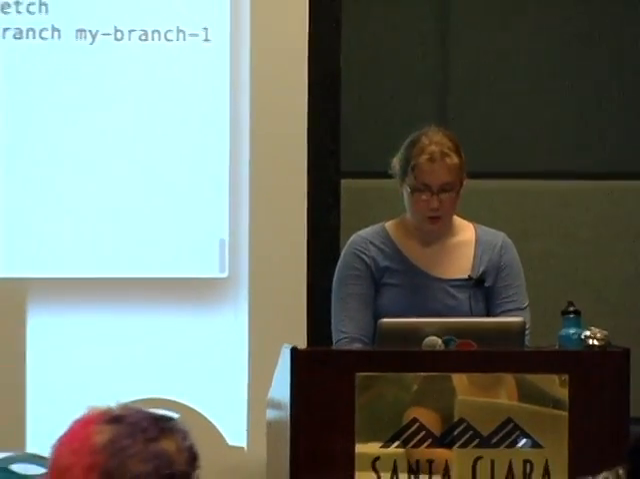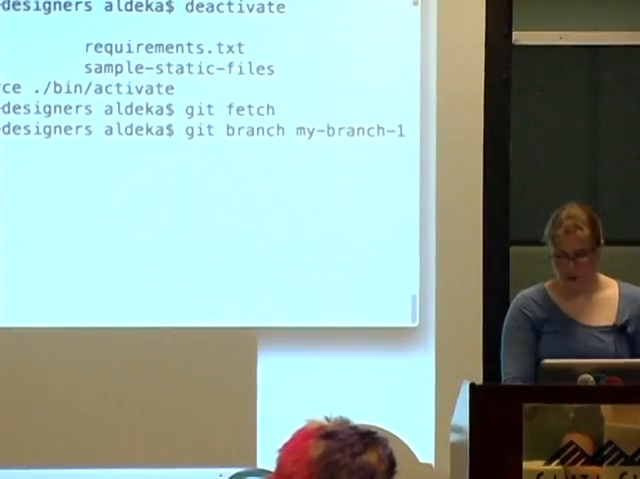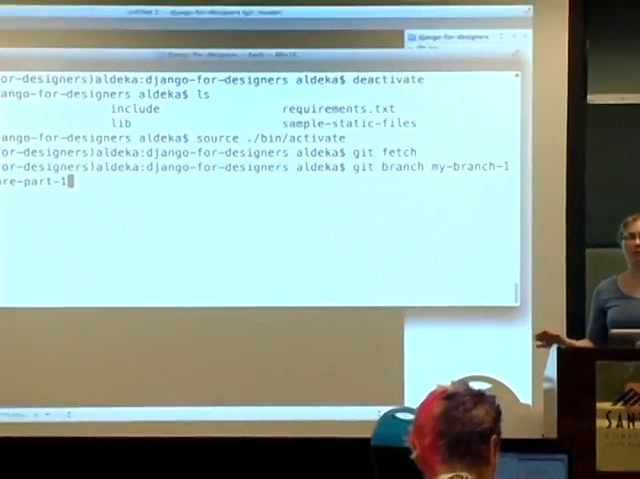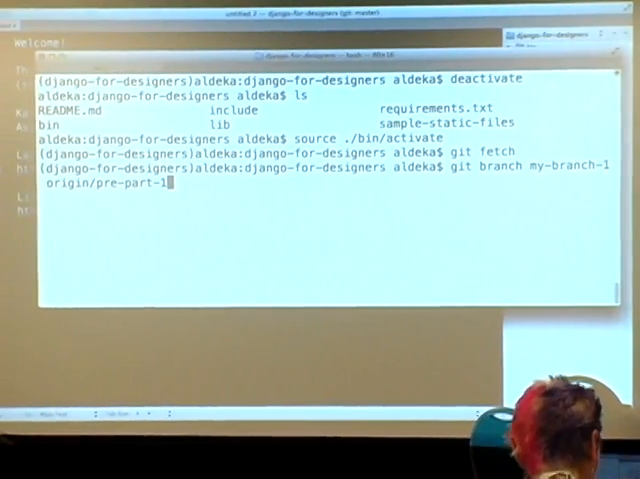To make sure that you've got all the branches you're going to need, we need to run git fetch. Hopefully that returns nothing. It might download some stuff depending on how early you set up your laptop. Anyway, we're up to date. Now we're going to make our first branch. The way that we do that is git branch my-branch-1 origin/pre-part-1. So we're making this branch based on what we expect the state to be at the beginning of part 1.